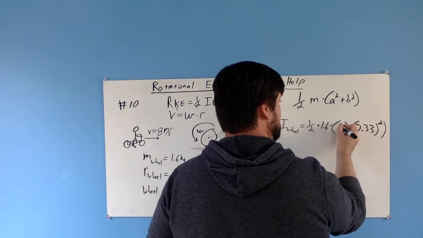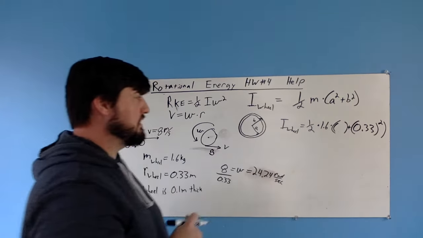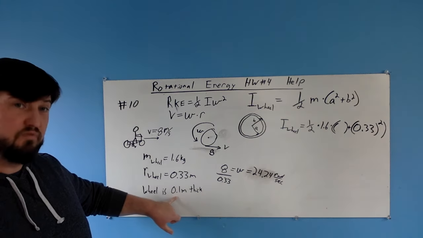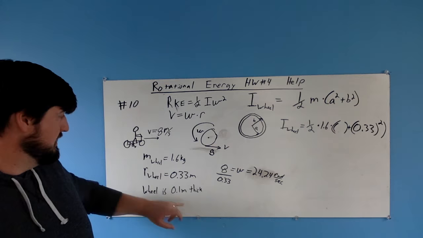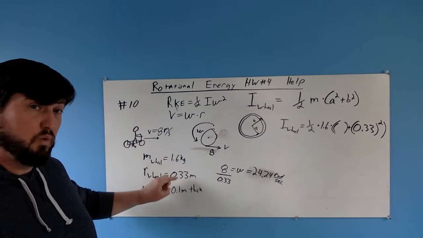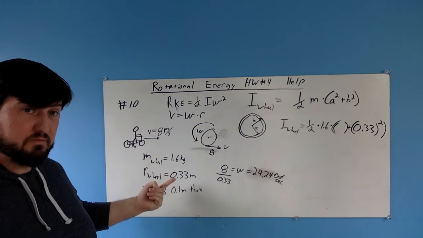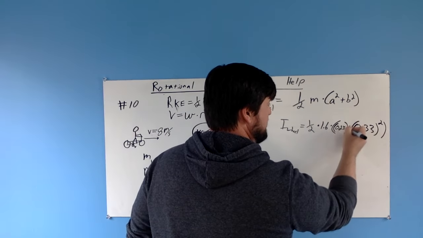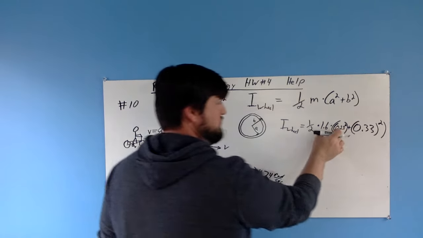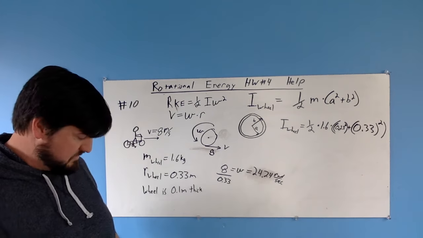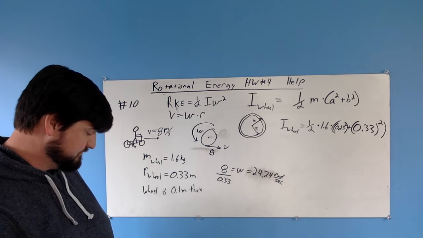Plus, let's see, hopefully I have enough room for this. We need our inside radius squared. And our inside radius, well, the wheel is 0.1 meters thick. The outside radius is 0.33. So the inside radius has to be 0.23, right? Subtract one from the other. So our inside radius is 0.23 meters, and we've got to square that for our formula, okay? So now we can find the I of our wheel. So let me go ahead and find that.